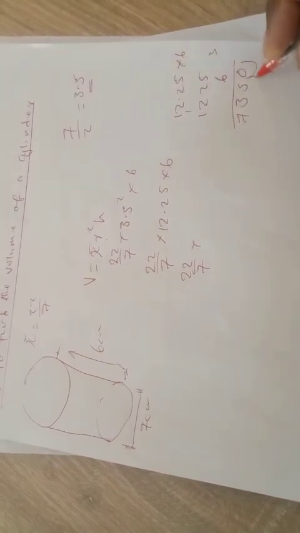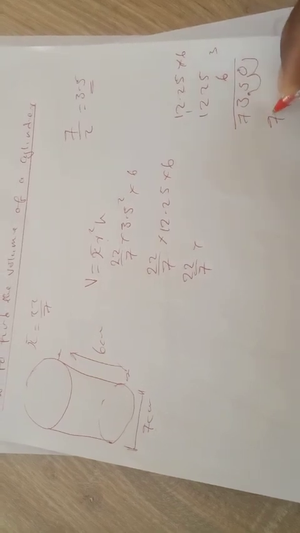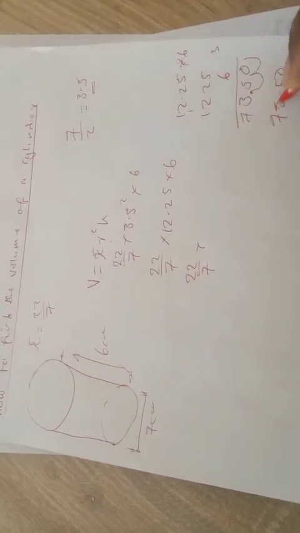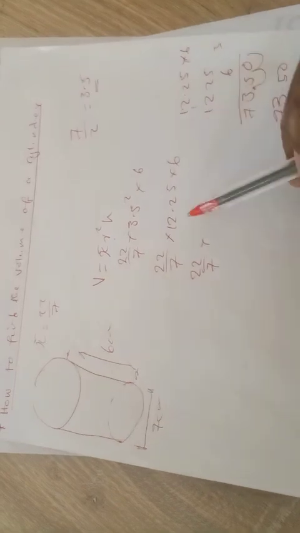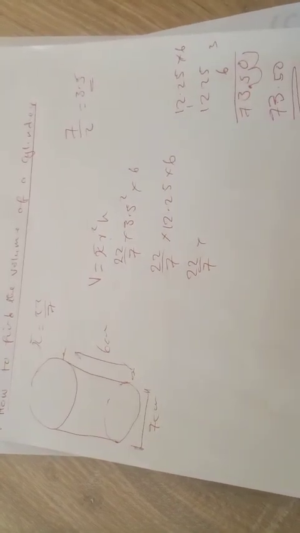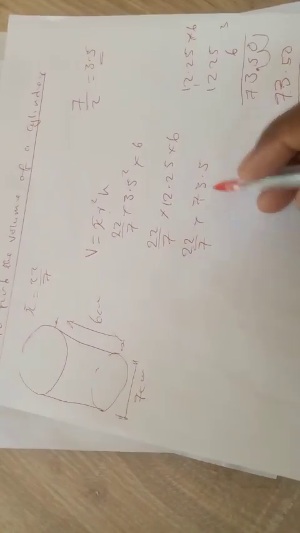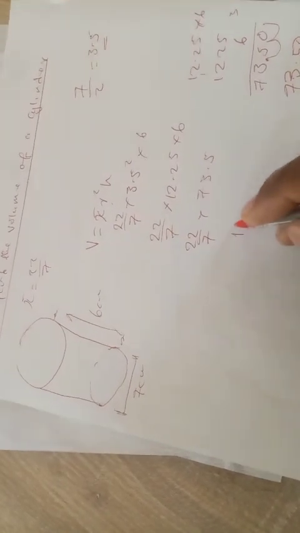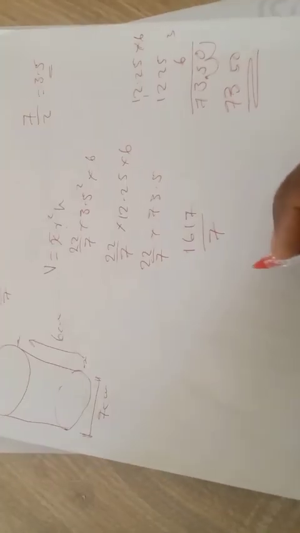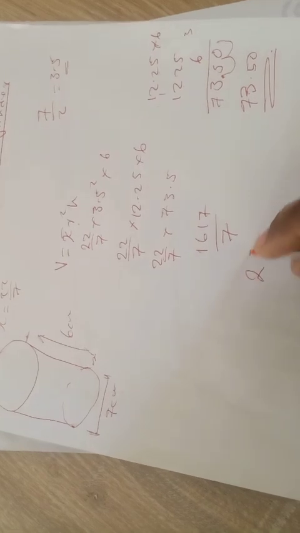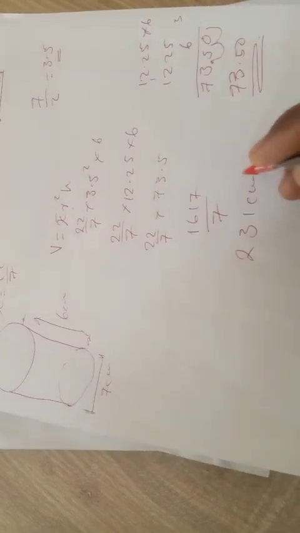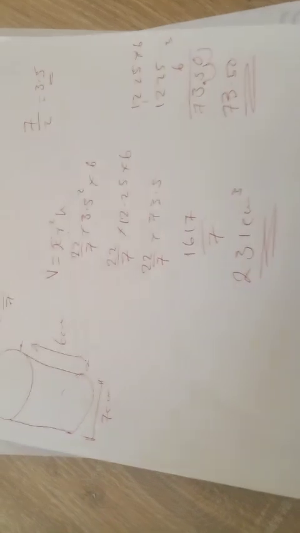So we are going to count 1, 2 there. 73.50 is our final answer, which means 12.25 multiplied by 6 is equal to 73.5. So here we have 73.5. When we multiply this as well, we do the same procedure. 22 times 73.5, we're going to get 1,617, divided by 7. Our final answer, therefore, ladies and gentlemen, will be 231 centimeters cubed.